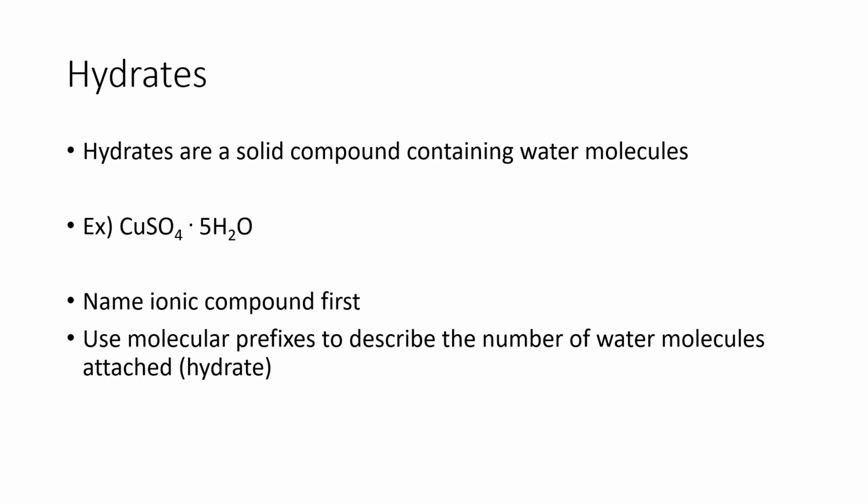So our example listed is CuSO4·5H2O. So you want to name the CuSO4 first. Cu is copper. It is a transition metal, so it does need Roman numerals. SO4 is sulfate. Sulfate has a -2 charge, so copper here must have a +2 charge. So this will be copper 2 sulfate. And then the 5H2O, the prefix for 5 is penta, so this will be pentahydrate.